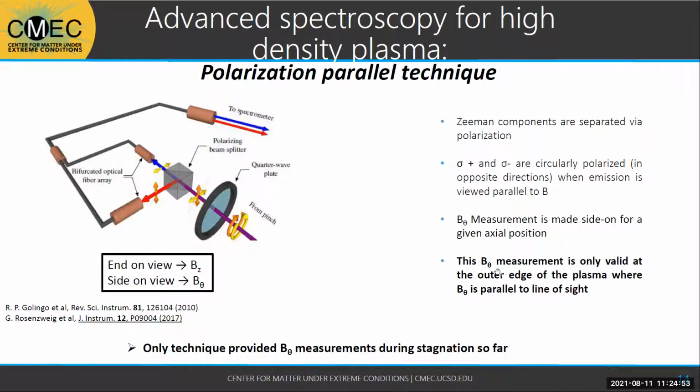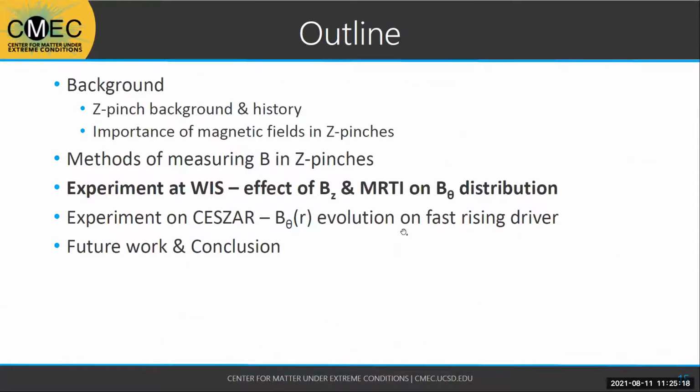One other point here is that this is only valid when you're looking at the outer edge of the plasma parallel to the line of sight. From the literature, this is the only technique that I'm aware of that has provided local measurements of B theta during the stagnation time in experiments. Next I'm going to talk about the first set of experiments that we did at the Weizmann Institute that looked at the effect of the axial field, and the instabilities that it mitigated, on the distribution of B theta.